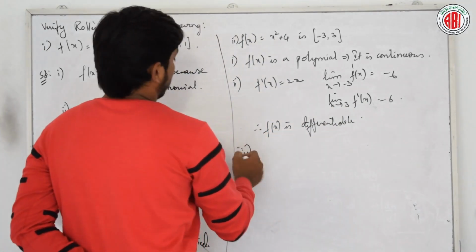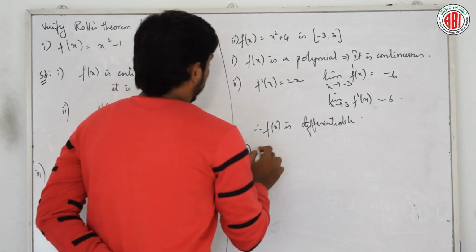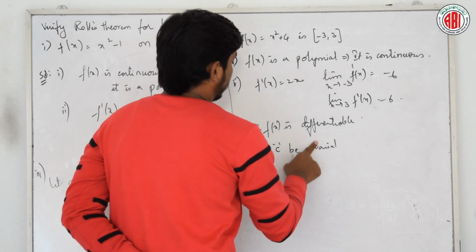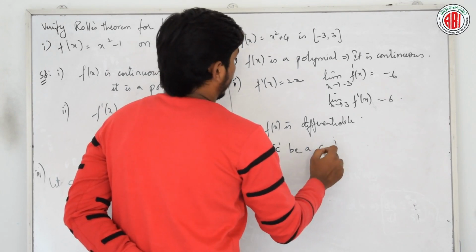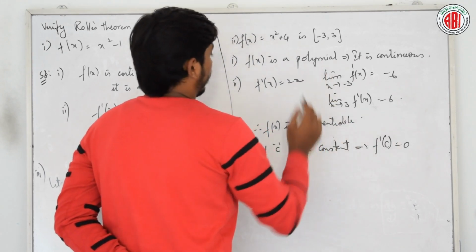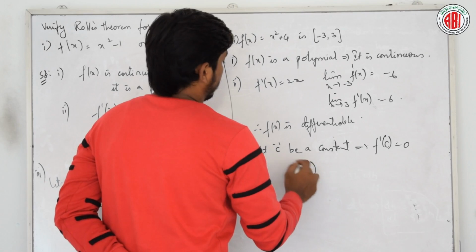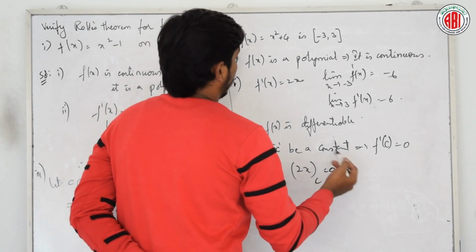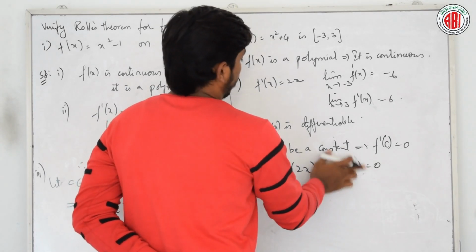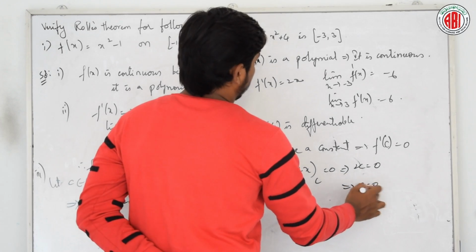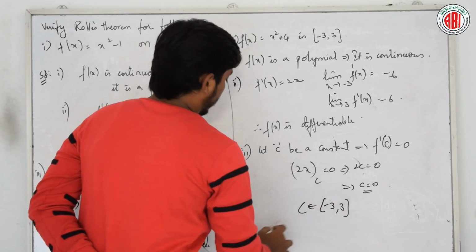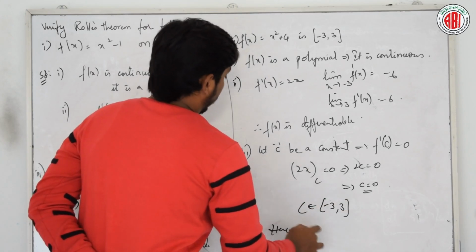Next, the third step, let us take some value. Let c be a variable, or else let c be some constant. Then check whether f dash c is equal to 0. Now differentiate it: 2x, and I substitute c. And next, I mean 2c is equal to 0. From that I can write c is equal to 0. Therefore, c belongs to minus 3 comma 3. Hence, verified.